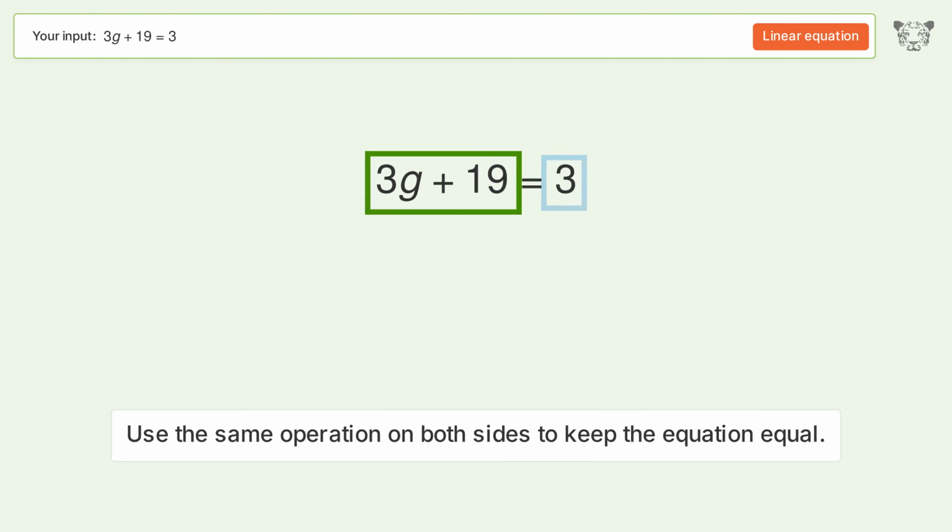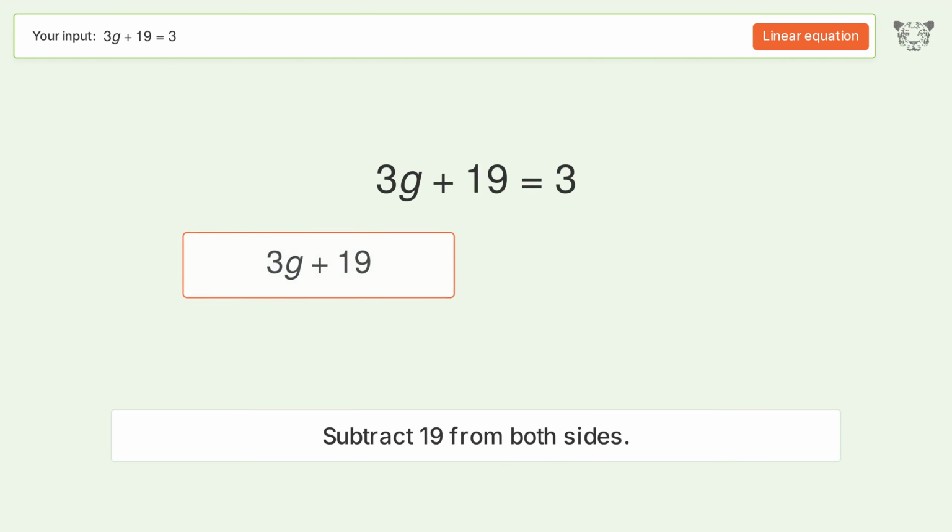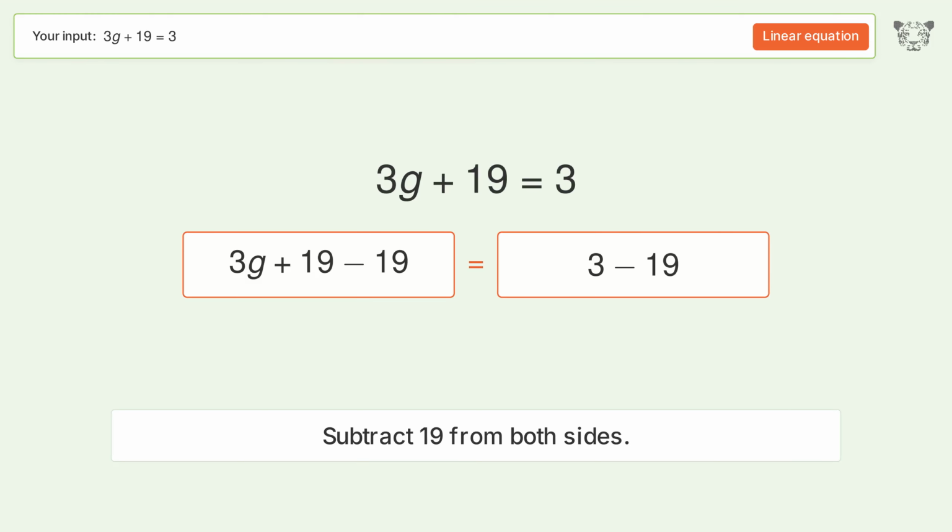Use the same operation on both sides to keep the equation equal. Subtract 19 from both sides so the variable term stands alone. That gives 3 times g equals negative 16.